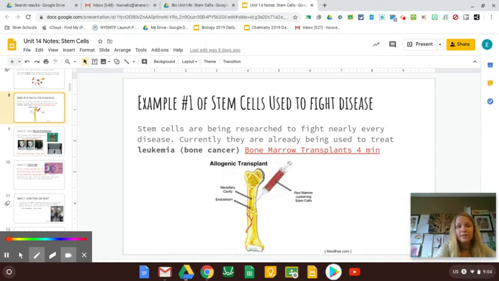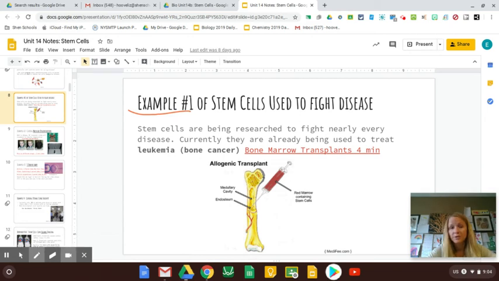The first example of stem cells being used to fight disease is in bone marrow transplants. People with leukemia, which is one of the only cancers that little kids commonly get, so that's why it's usually a sad one. Adults can get it too, but it messes up their bone marrow. So they need a donor, and it's really difficult.